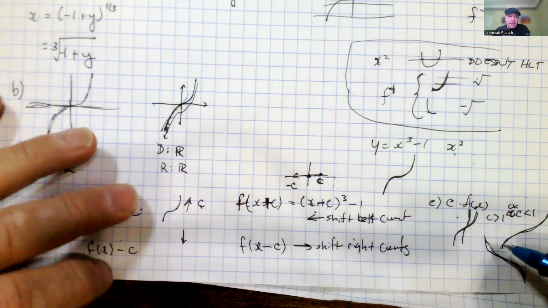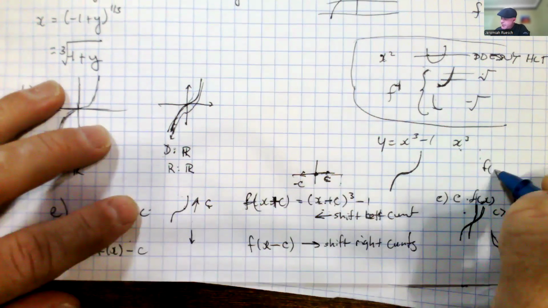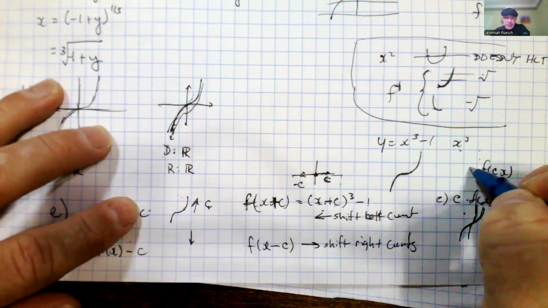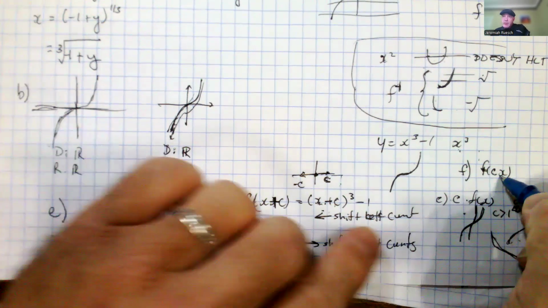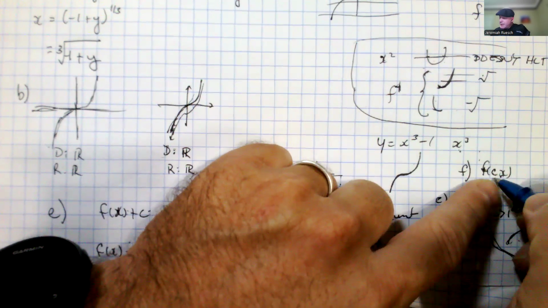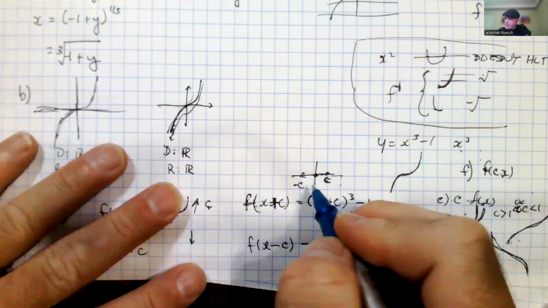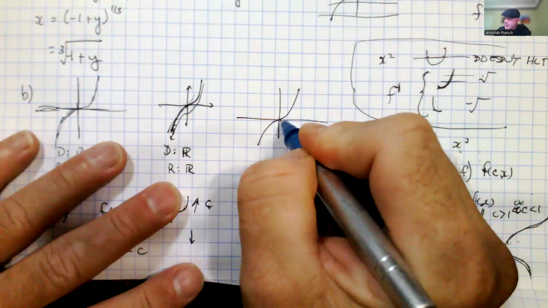Okay, and then last but not least is f of c times x. This is the last one. This is f. So what does this one do? Well, when you multiply the number x by c, so what you're thinking about doing is, here's my parent function, right?